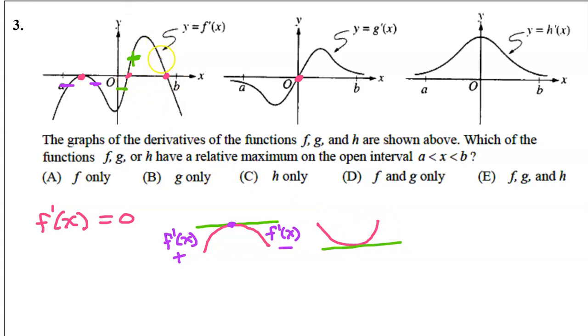The third point is above the x-axis and then below the x-axis. So it goes from positive to negative. So guess what? This is the location of a relative maximum. All right, now how about the next one? Well, this last one again goes from negative to positive. So this would be a relative minimum with a decreasing and then increasing. So only function f has a relative maximum on the interval from a to b. So that means the answer is A.